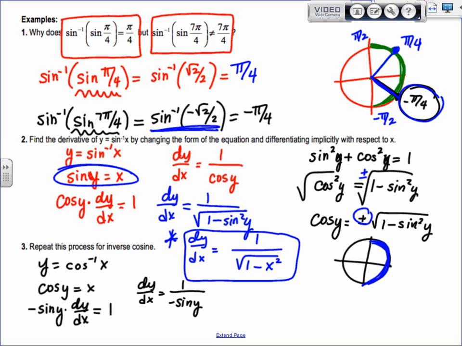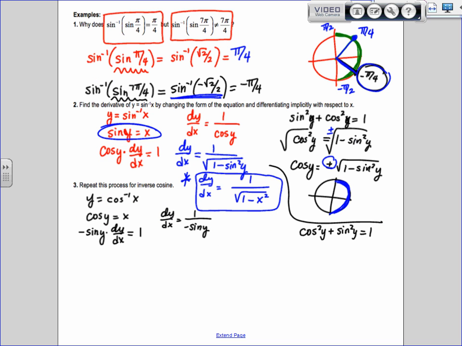So I get that dy over dx is equal to 1 over negative sine of y. But I don't want y's, I want x's. So I go to my magical formula. Cosine squared y plus sine squared y equals 1. I don't know why I wrote it backwards. You guys usually say sine squared plus cosine squared, but whatever, you get it. So if I want to solve for sine of y, I have to get the sine of y by itself, right? I'm going to subtract the cosine squared over. So I'm going to get 1 minus cosine squared y equals sine squared y, and I'm going to take the square root. So I have sine of y equals plus or minus the square root of 1 minus cosine squared y.